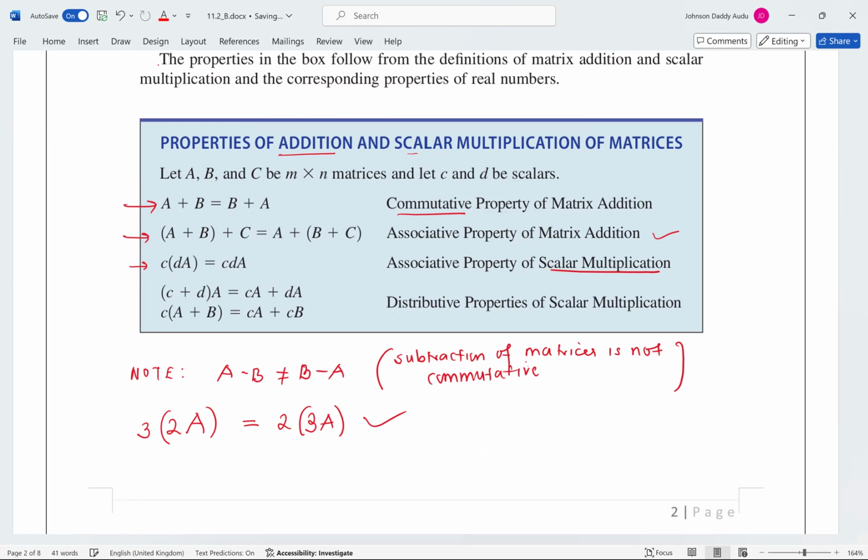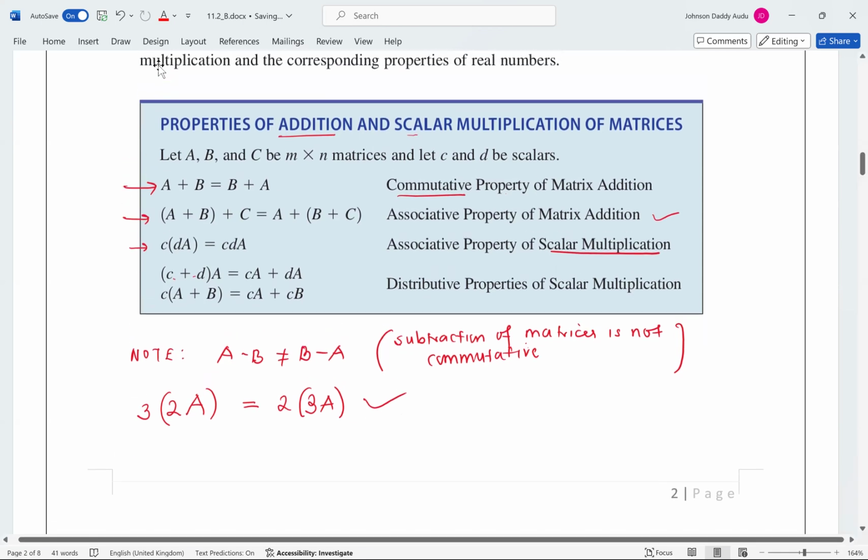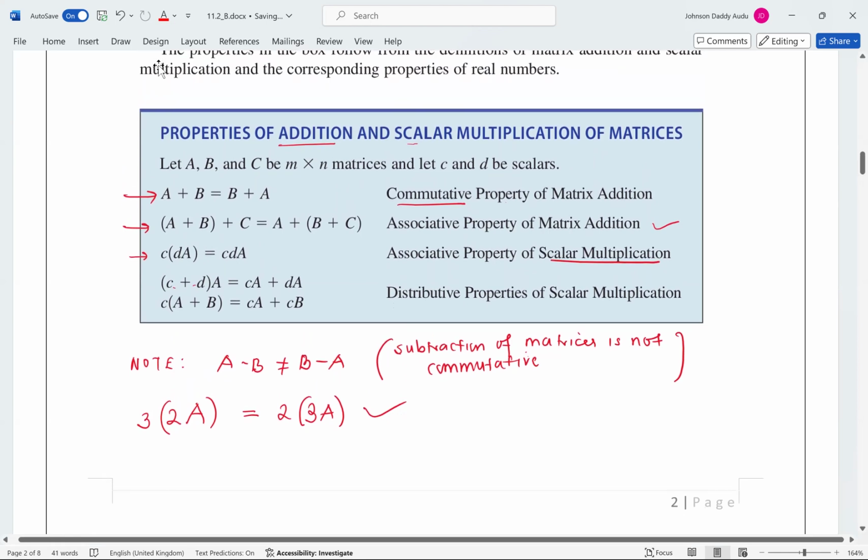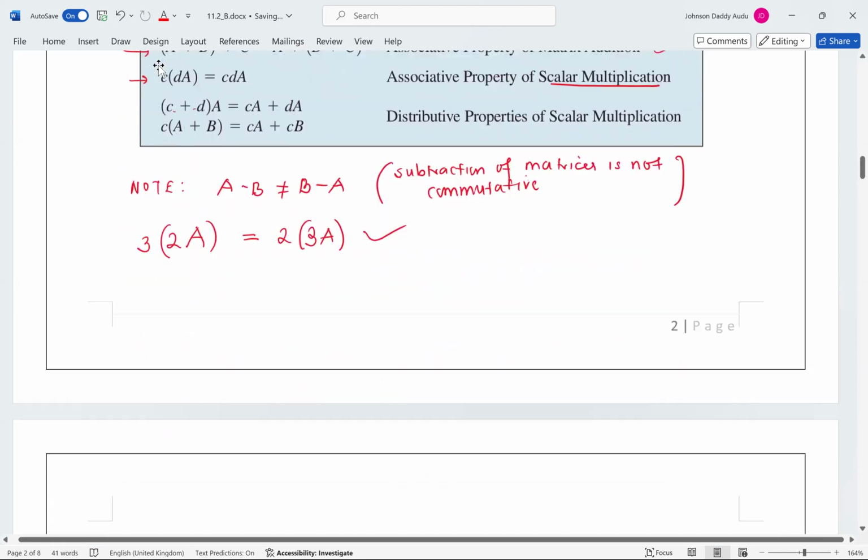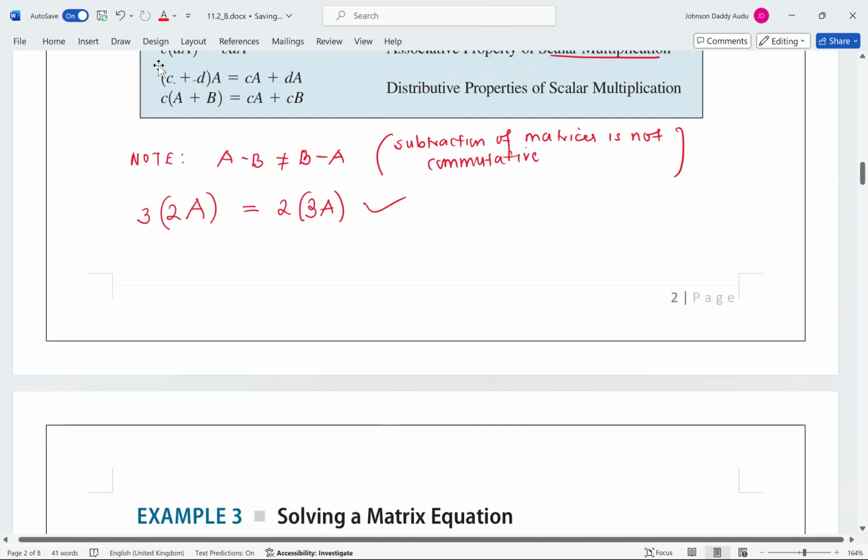All right, and now you can see the distributive property. The distributive property is what? If you have 2 scalars and then you have a matrix, you can distribute the multiplication over the what? The addition. So these are some properties of addition and scalar multiplication of matrices. Okay.